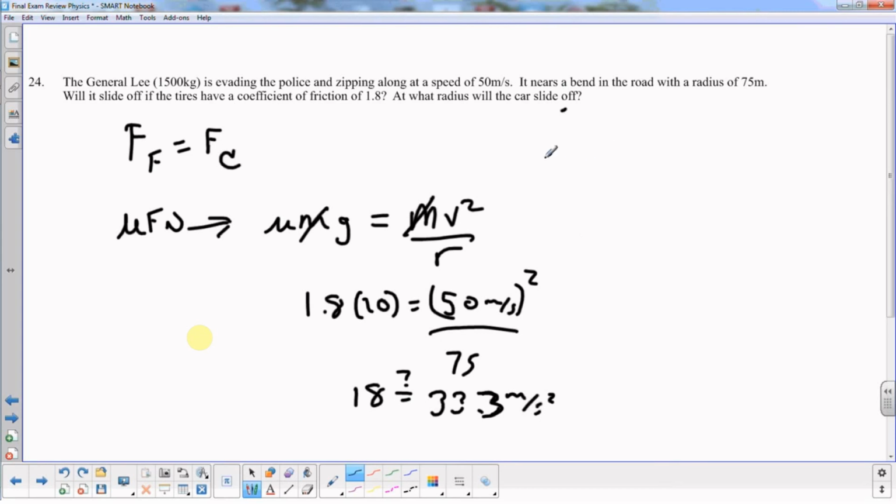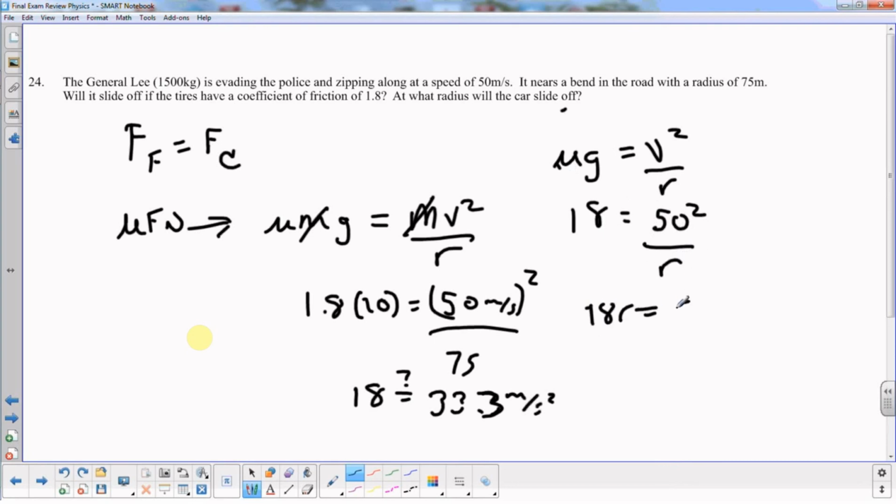We can do the same thing. μg equals v squared over r. And this time it really is an equality. μ times g, same tires, same gravity. 18 equals same speed, 50 squared, but now we're looking at over what radius? So 18r equals 50 squared.